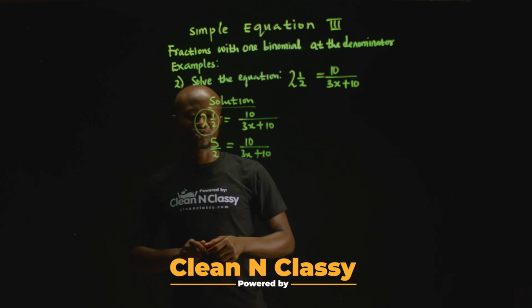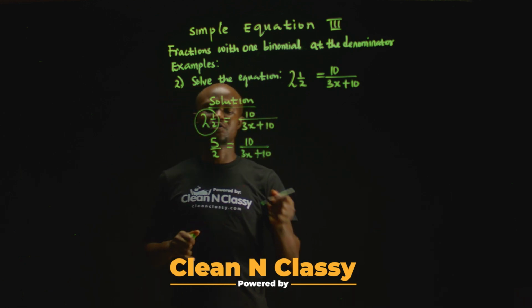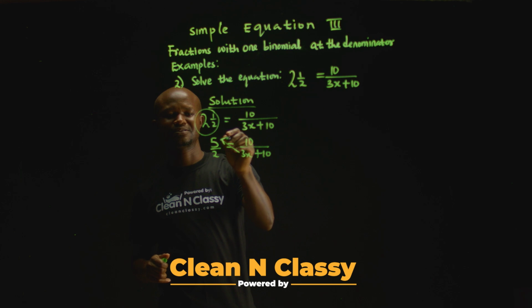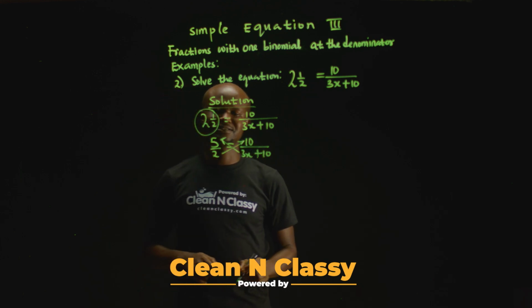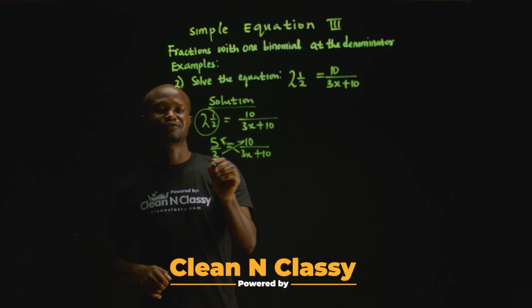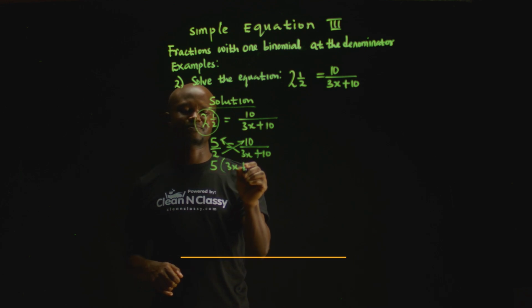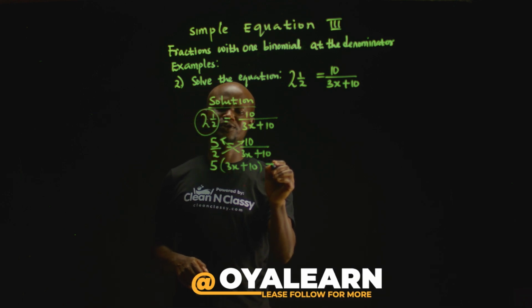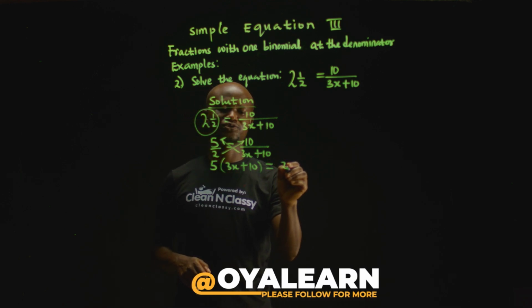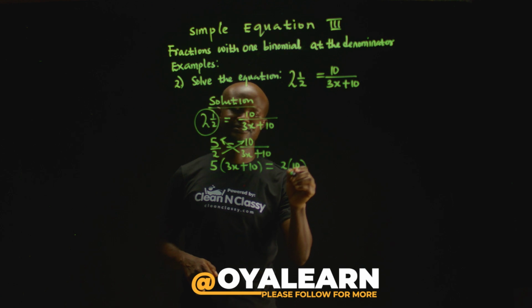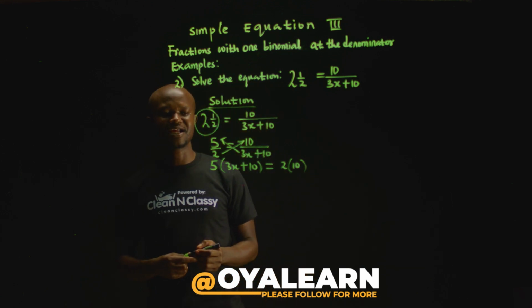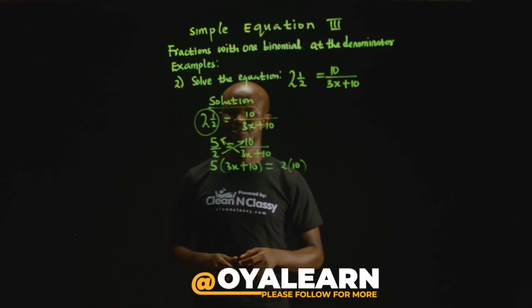So the next thing for us to do is to cross multiply. We cross multiply. Then what do we have? We have 5 into bracket 3x plus 10 to be equals to 2 into bracket 10. Now the next thing is to expand the bracket.